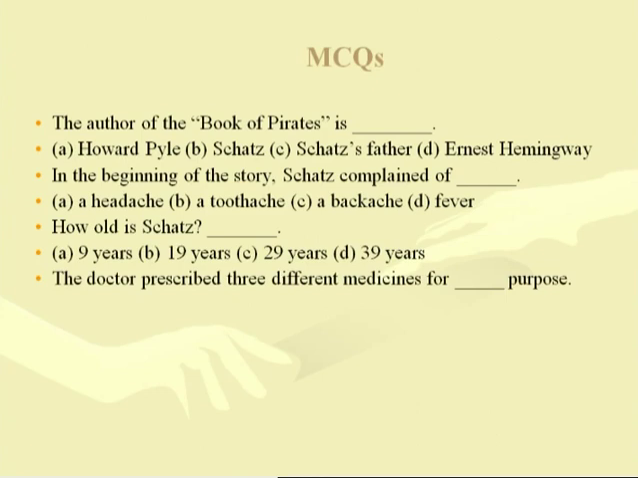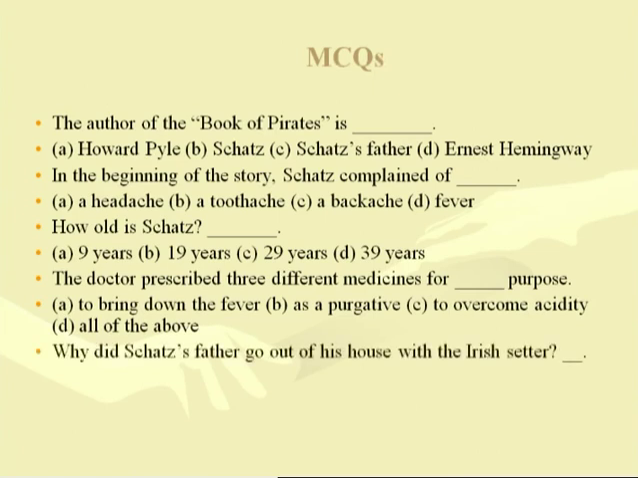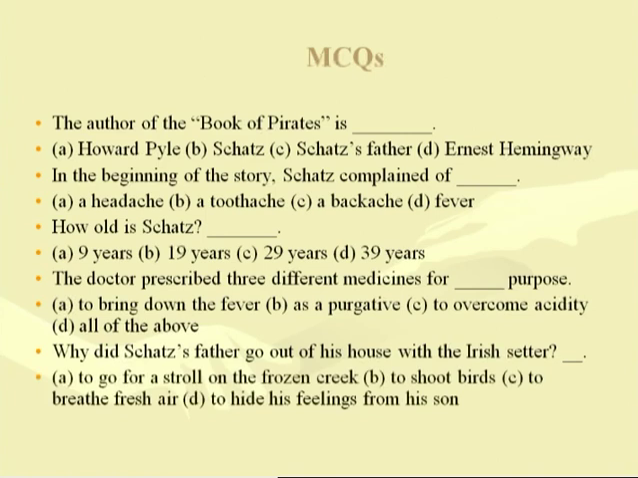The doctor prescribed 3 different medicines for dash purpose. What was the purpose? To bring down the fever, as a purgative, to overcome acidity, all of the above. Correct answer is D, all of the above. Why did Shaz's father go out of his house with the Irish setter? To go for a stroll on the frozen creek, to shoot birds, to breathe fresh air, to hide his feelings from his son. Correct answer is B, to shoot birds.